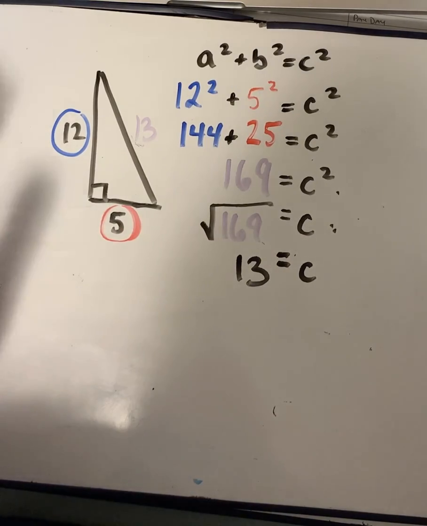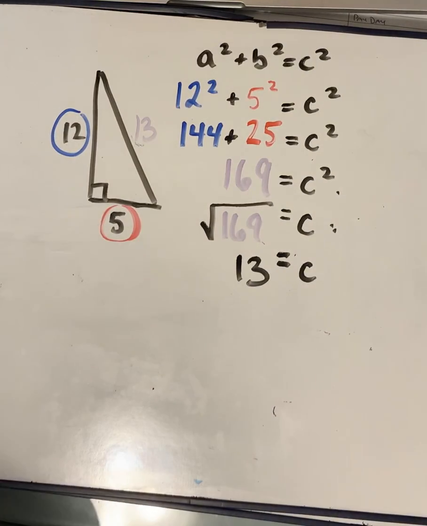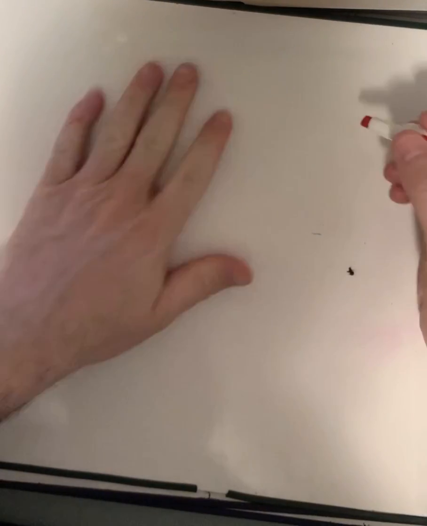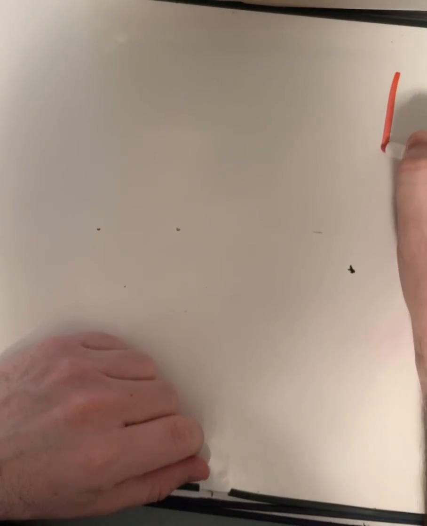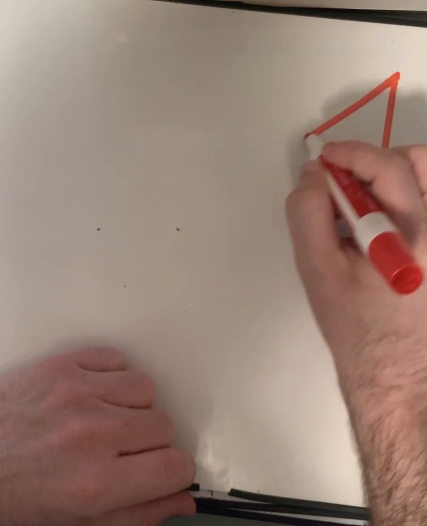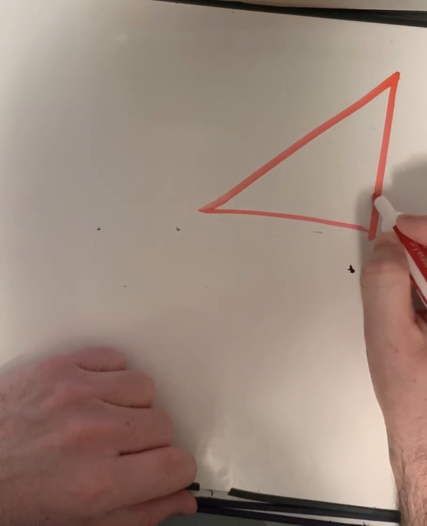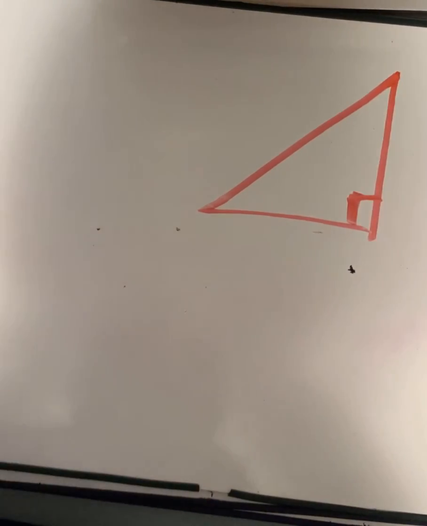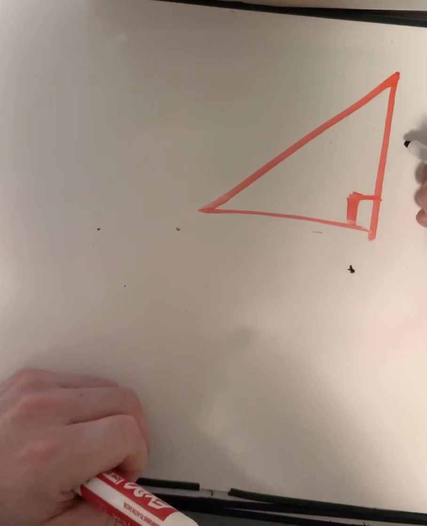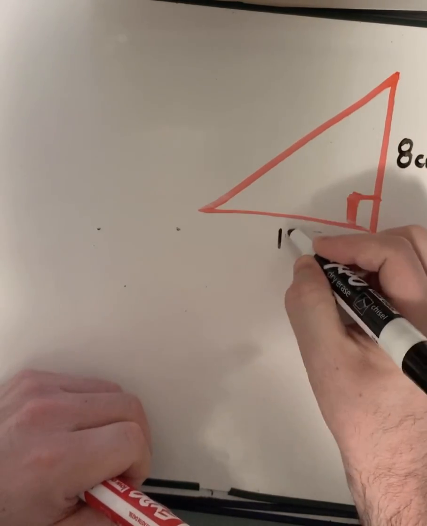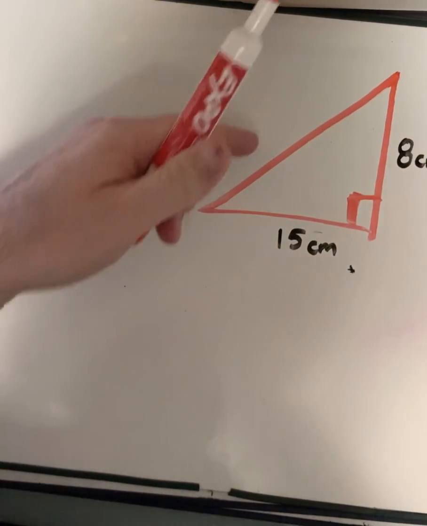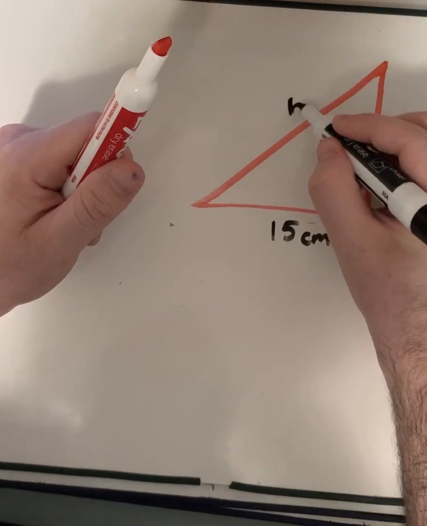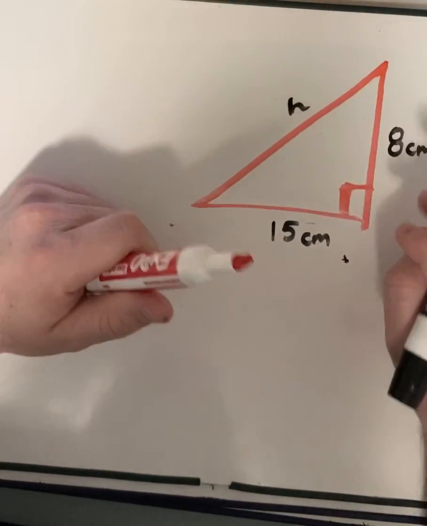All right, it's time for you to do your own. I'd like you to do the following on your own. So here's your triangle. Ooh, it's a backwards one. I'm getting a little bit crazy here. Okay. So you're going to have 8 centimeters and 15 centimeters. And of course, you don't know what this is, so we're going to call this h, or you can call it c. It's totally up to you.